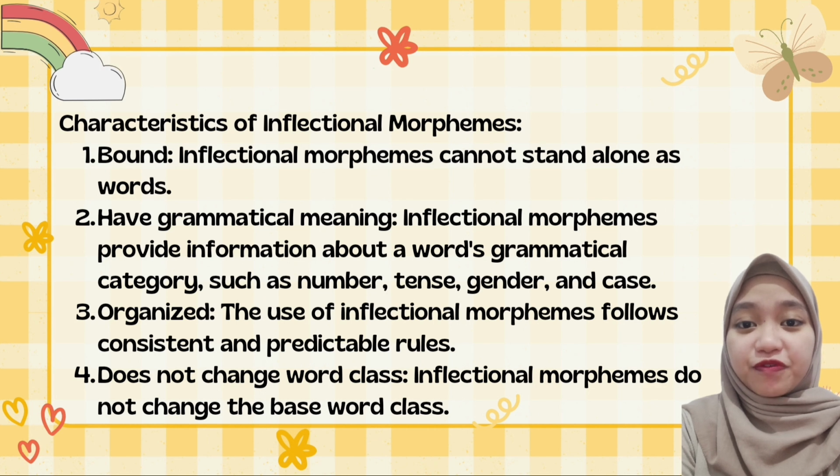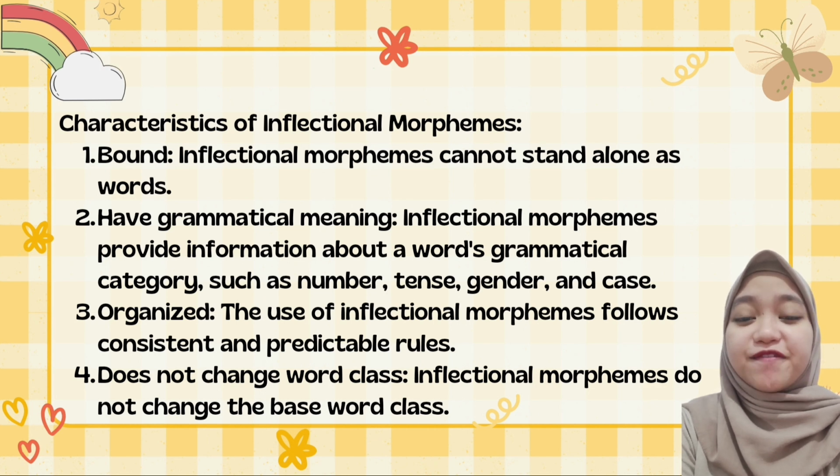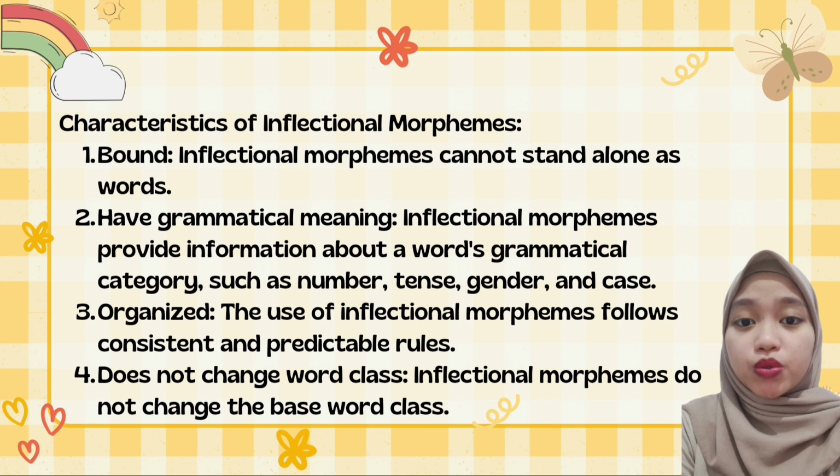Characteristics of inflectional morphemes. The first one, inflectional morphemes cannot stand alone as words. Second, they have grammatical meaning. Inflectional morphemes provide information about a word's grammatical category, such as number, tense, gender, and case. Third, organized. The use of inflectional morphemes follows consistent and predictable rules. Fourth, does not change word class. Inflectional morphemes do not change the base word class.